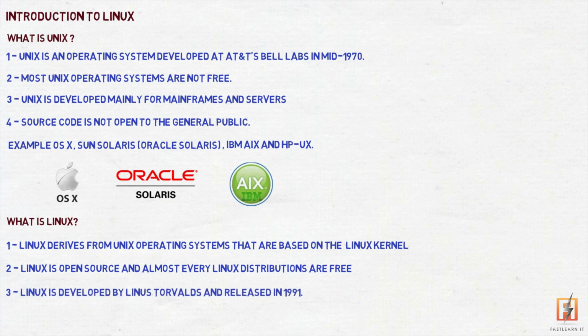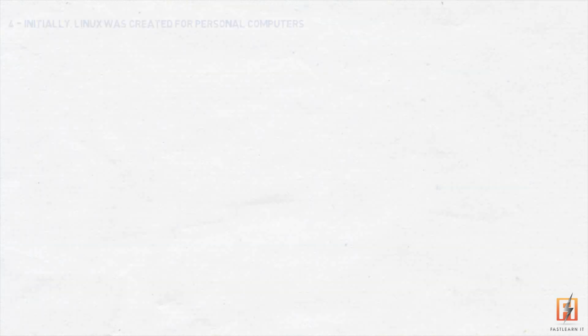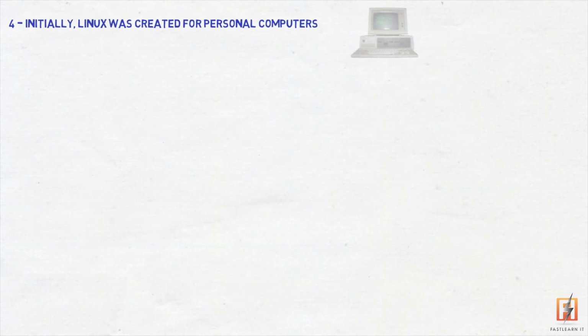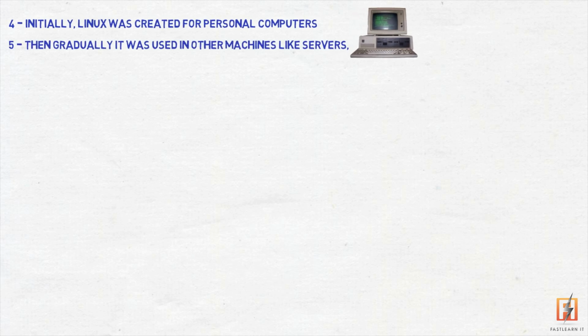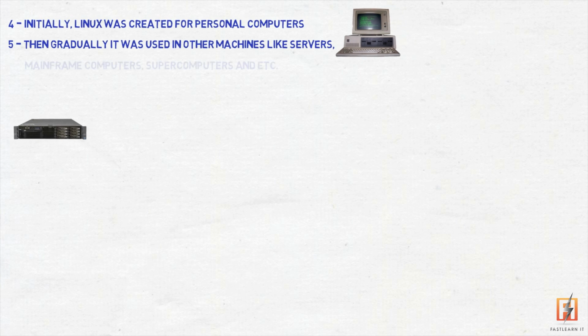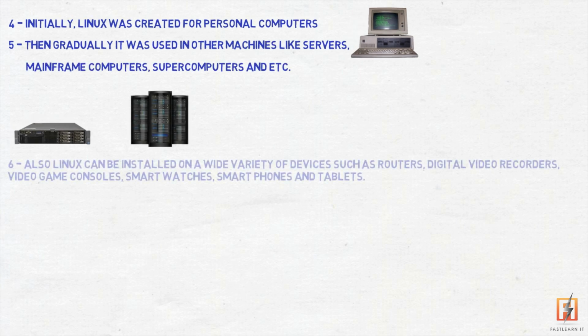Linux was developed by Linus Torvalds and released in 1991. Initially, Linux was created for personal computers. Then slowly it was used in other machines like servers, mainframe computers and supercomputers. Nowadays, Linux is also used in embedded systems like routers, digital video recorders, video game consoles, smartwatches, and especially smartphones and tablets installed with the Android operating system.